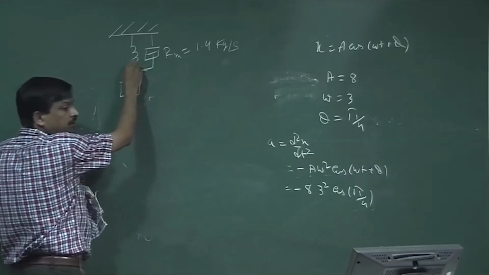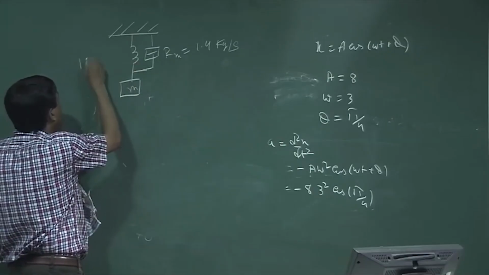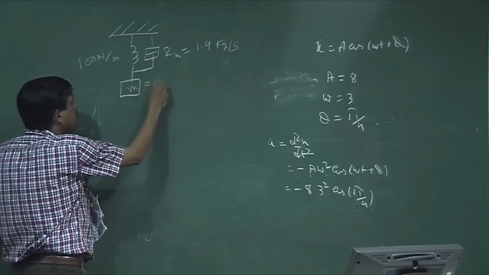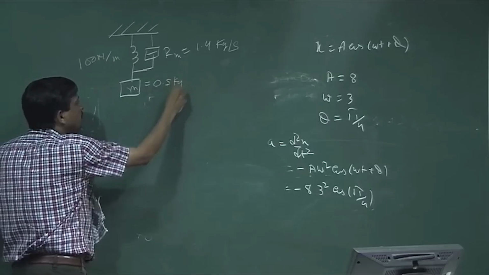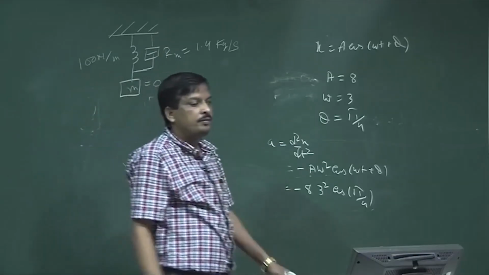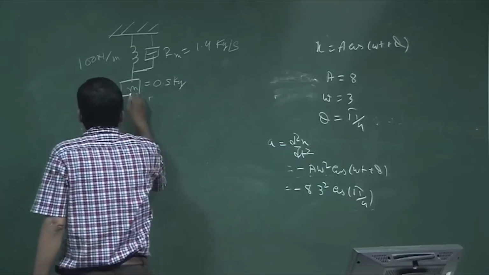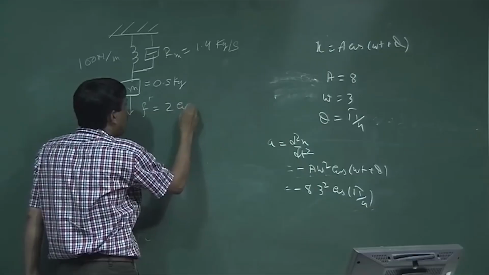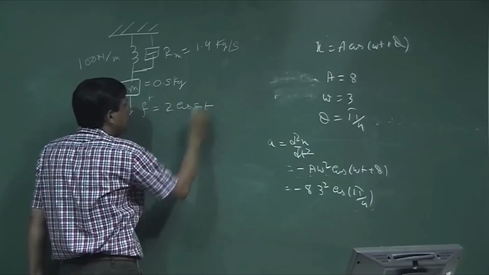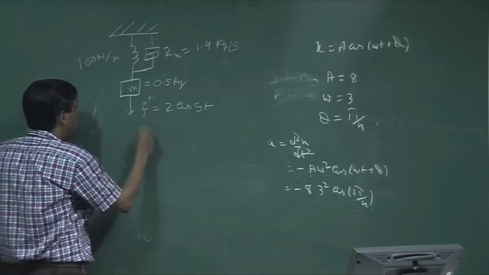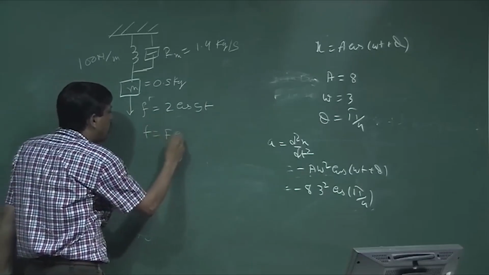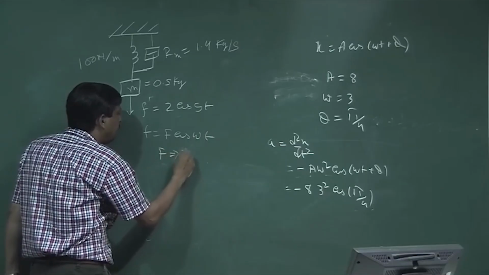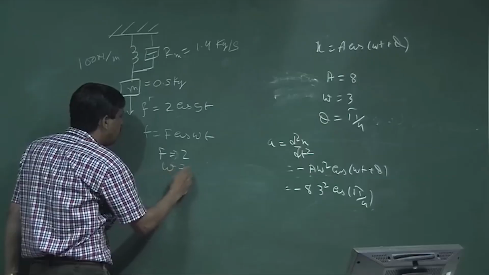Spring constant S is 100 Newton per meter. Mass is 0.5 kg. And the applied force of this system, F, is 2 cos 5t. So F is F cos omega t, which means the amplitude of F is equal to 2 and omega is equal to 5.